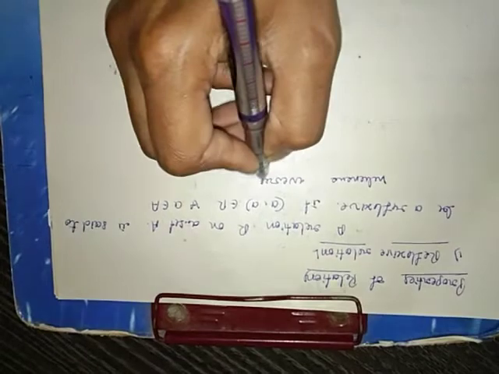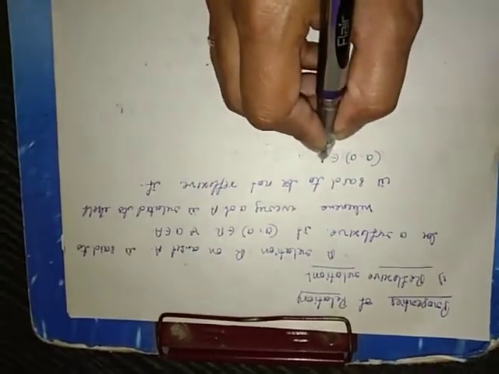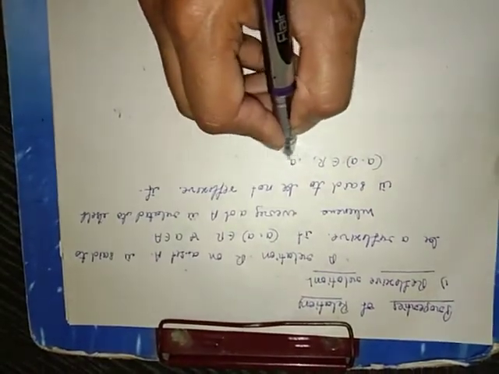In other words, we can also define a relation R on a set A as reflexive whenever every element of A is related to itself by R. Otherwise it is said to be not reflexive: a relation is not reflexive if (a,a) does not belong to R for some a belongs to A.